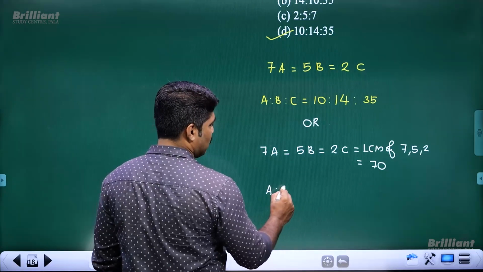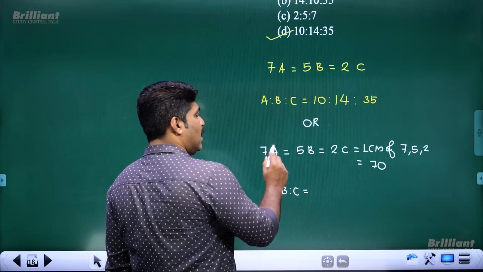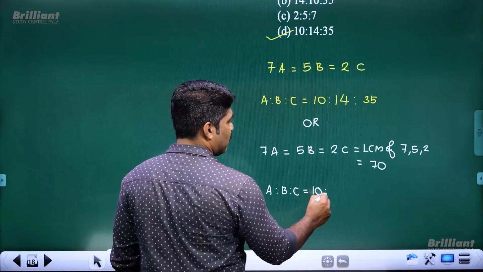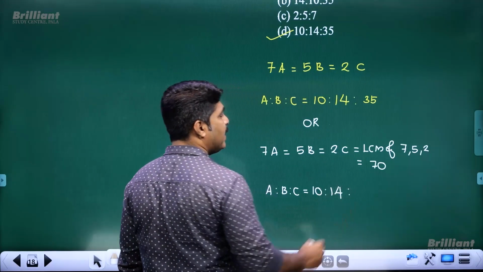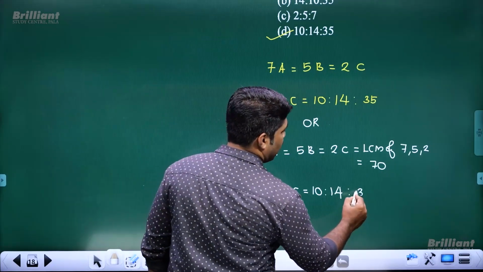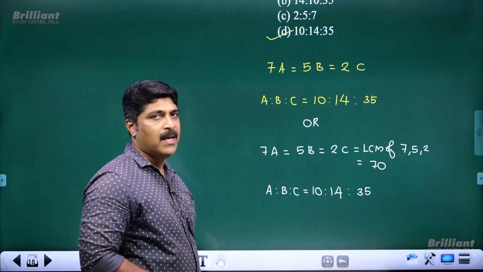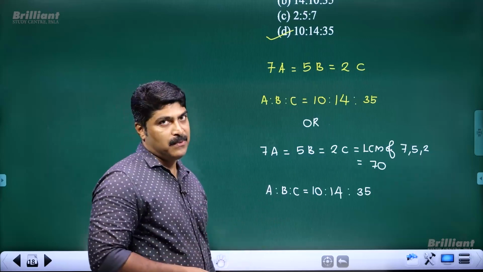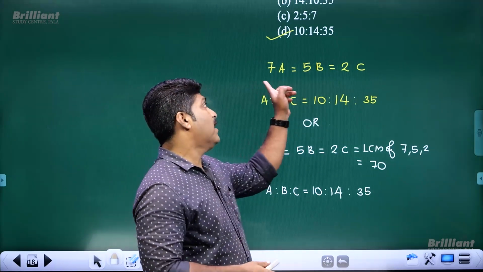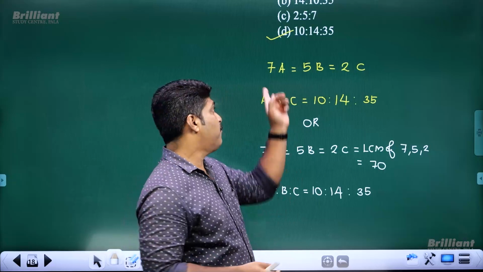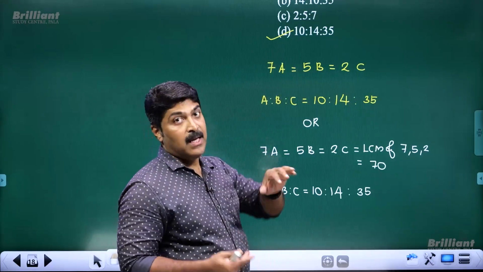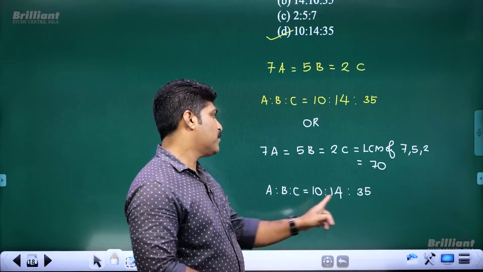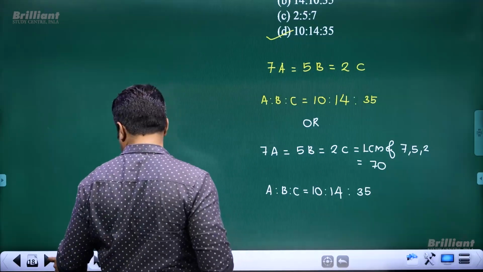Therefore, a is to b is to c: if 7a equals 70, then a is equal to 10. 5b equals 70, what is the value for b? That is 14. 2c equals 70, therefore the value for c is 35. So you can apply this method also. Whenever the values don't have any common factors like this, it's better to use the hiding and multiplying method. If there are common factors, it's better to use the second method of LCM.